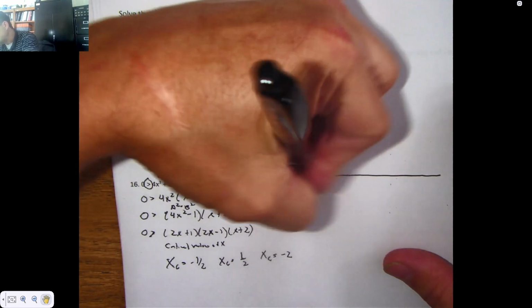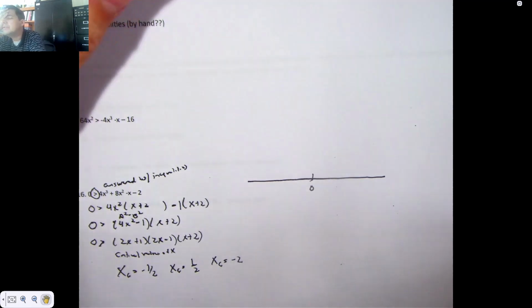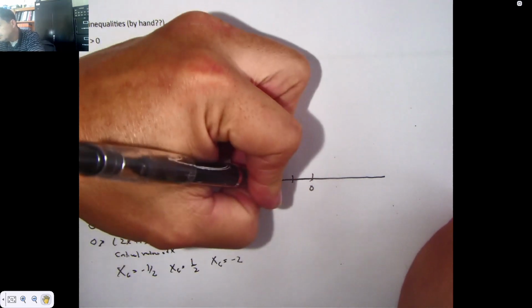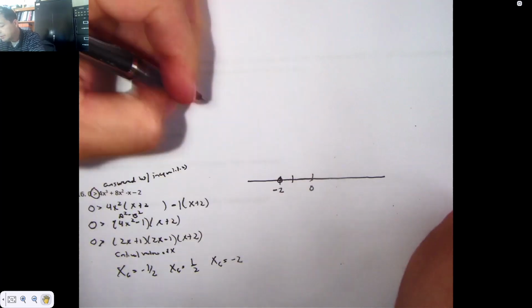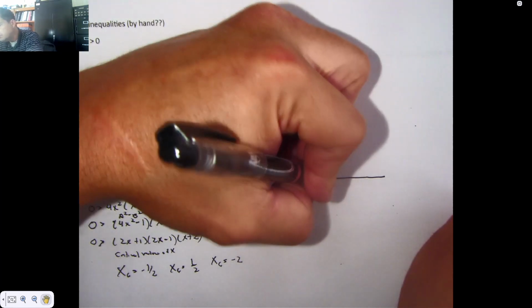I'm going to draw a number line. This is why kids hate inequalities, because you have to draw a number line. You have to go back to that little middle school skill. And I'm going to plot these points on there. I'm going to use an open hole because there's no equality. There's an open hole at negative 2. There's an open hole at negative 1/2. And there's an open hole at 1/2.